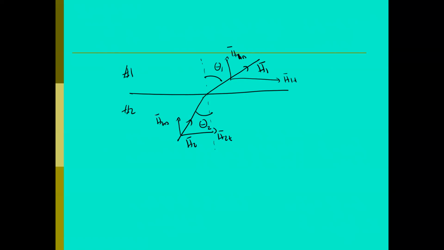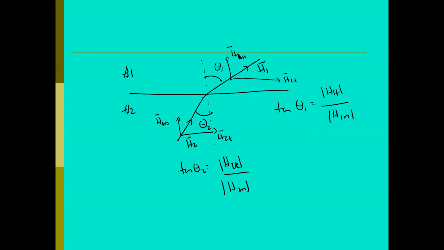So basically, the θ1 and θ2 can be calculated with the help of the tangent and normal components. From this diagram we can write that the tangent of θ1 is simply the ratio between the H1T and the H1N, in which you need to find out the magnitudes of H1T and H1N. Similarly, the tangent of θ2 is simply equal to the magnitude of H2T divided by the magnitude of H2N.